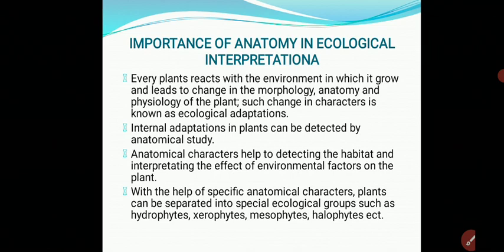And with the help of specific anatomical characters, plants can be separated into special ecological groups such as hydrophytes, xerophytes, mesophytes, halophytes, etc. Now, all these groups have special anatomical features. For example, in the case of hydrophytes, characters such as absence of stomata, poorly developed mechanical tissue and conducting tissue, and presence of parenchyma indicate the hydrophytic nature of the plant. That is, these plants are aquatic in nature.